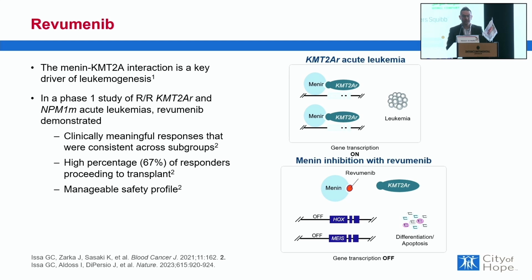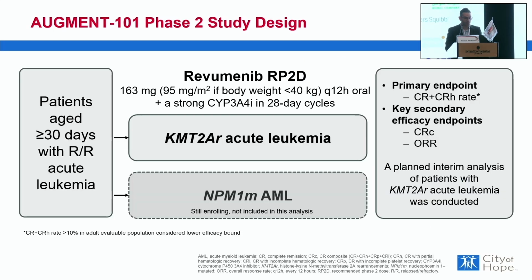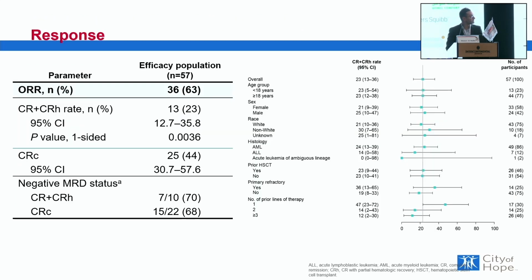Revumenib is a small molecule inhibitor of the menin-KMT2A interaction and is being investigated in patients with relapsed and refractory disease, both for KMT2A and NPM1. There is a promising phase 1 study that shows a good response rate, and based on that, this ongoing study that was presented last ASH, called AUGMENT, enrolled patients from the age of 30 days with relapsed refractory disease to receive this drug, with primary endpoint response rate.